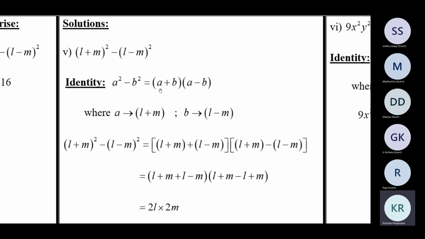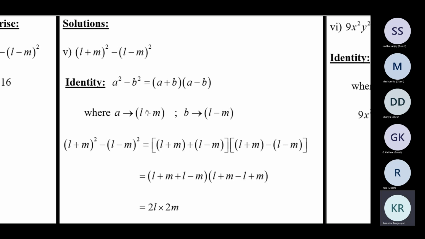So a squared minus b squared we know is a plus b into a minus b. That is, a plus b and a minus b are the two factors of a squared minus b squared. What is a? L plus m. b is L minus m. So the given expression, L plus m the whole square minus L minus m the whole square, is like a squared minus b squared. See, this is a and this is b.